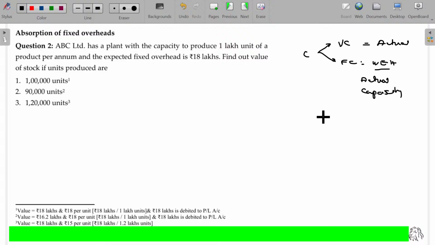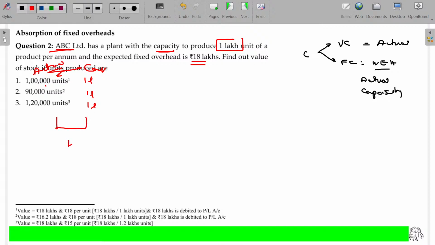Is that okay? APC Limited has a plant with a capacity to produce 1 lakh units. This is what is meant by the capacity. The expected fixed overhead being 18 lakhs. Find out the value of the stock if units produced are, this is what is meant by the actual units produced. In the first case, 1 lakh is the actual and your capacity being 1 lakh.